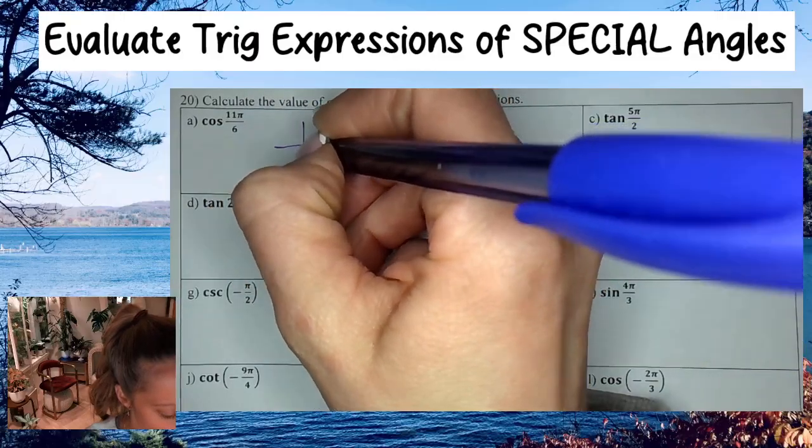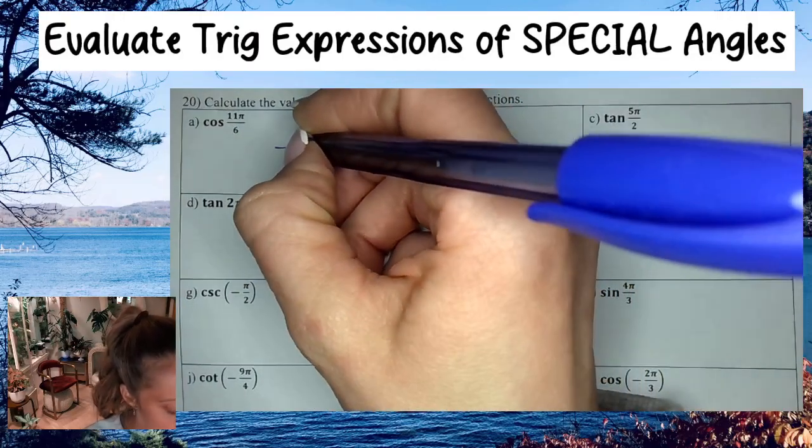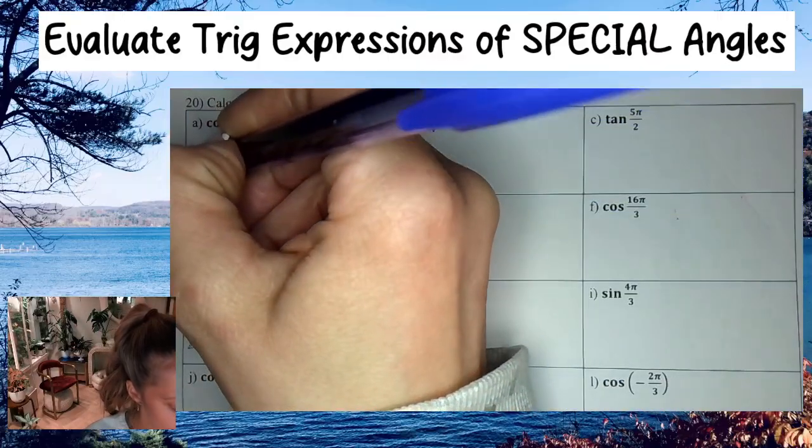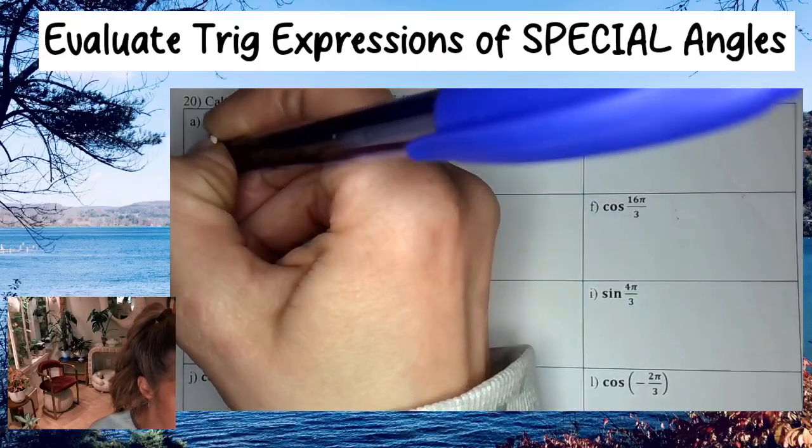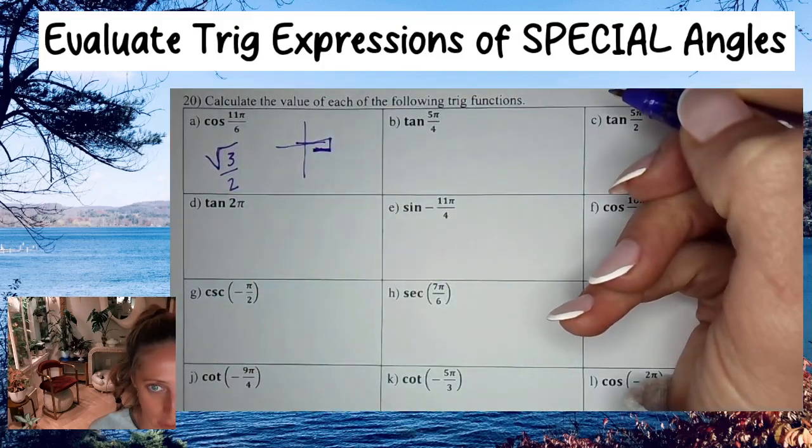11 pi over 6 is going to terminate right about there. Cosine is the x value over a lot. That means the answer is radical 3 over 2. Sorry about hitting the camera.